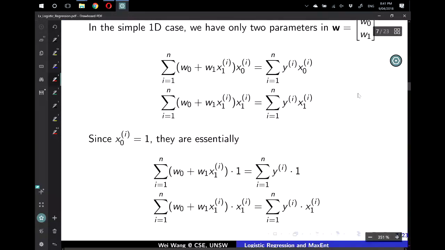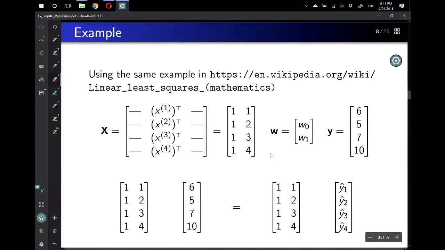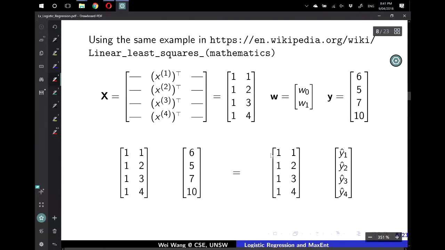So let's look at the real examples. I skip this one. So look at this example. I take some examples. So this is your X data matrix. Each row is an instance, and again, the first column is sort of useless, it's always 1. And this is your estimated Y. This is your real Y.